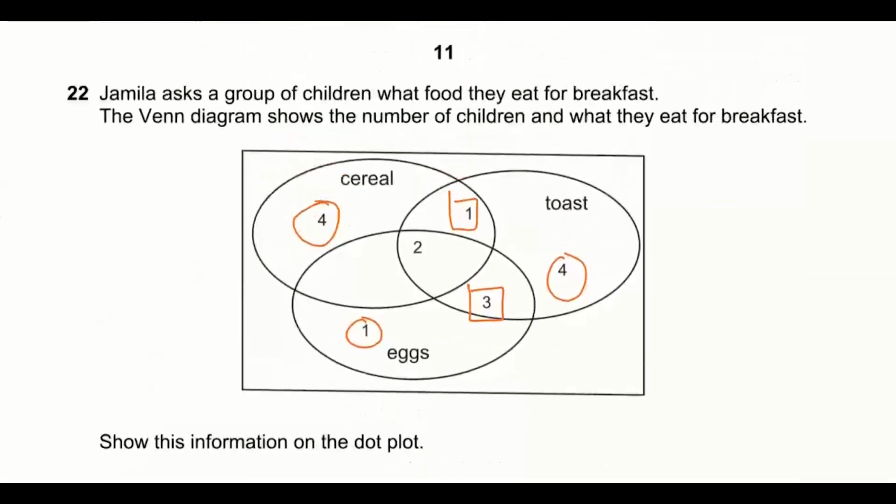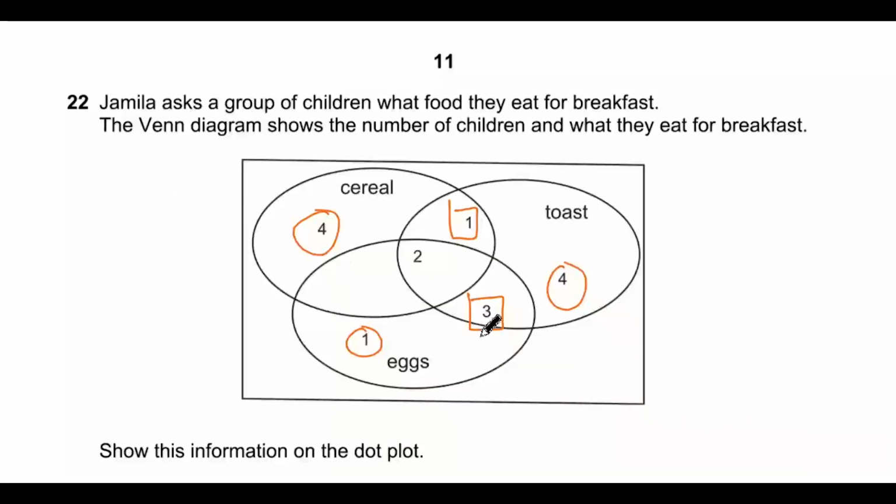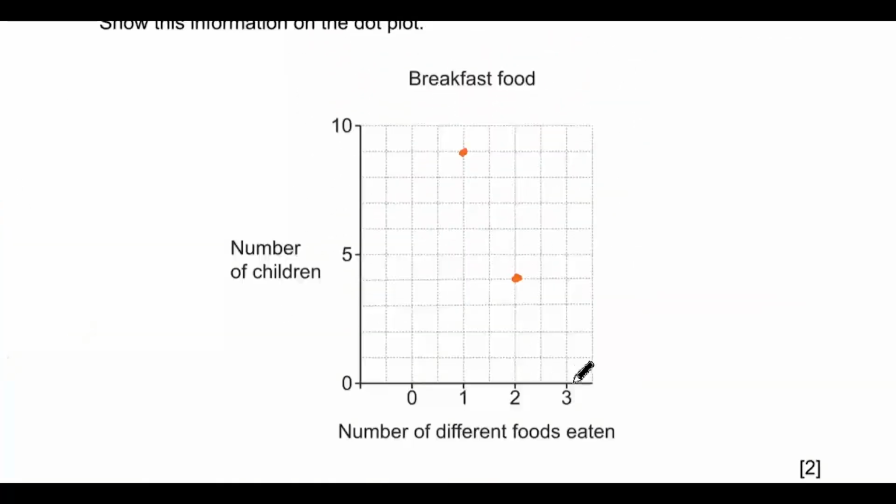And for 3, when x equals 3, how many people do we have? We have 2 people. So when x equals 3 kinds of food, we have 2 people there, so it will be here. Of course, there is no child who doesn't eat any type of food, so there will be a point here at 0. So we have these 4 points. Please, this is very important.